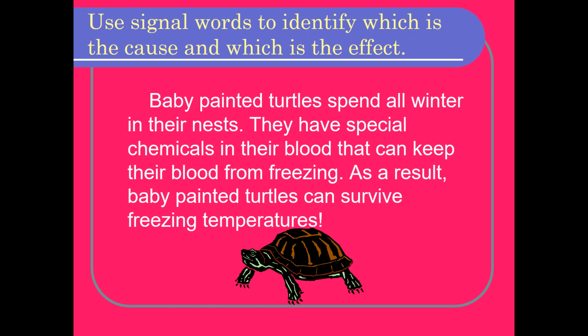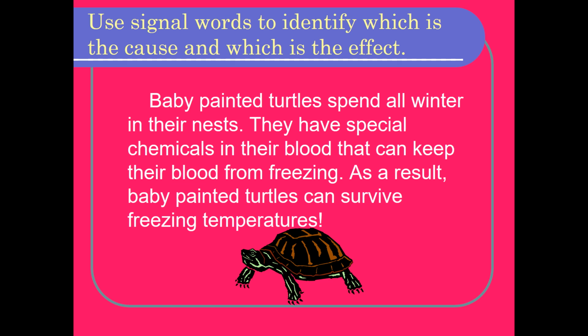Let's use signal words to identify which is the cause and which is the effect in this paragraph. Baby painted turtles spend all winter in their nests. They have special chemicals in their blood that can keep their blood from freezing. As a result, baby painted turtles can survive freezing temperatures. Did you hear a signal word? I heard the words as a result.